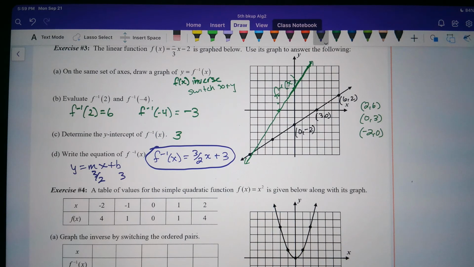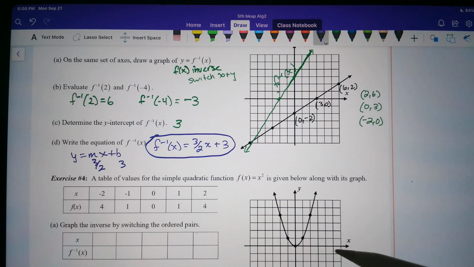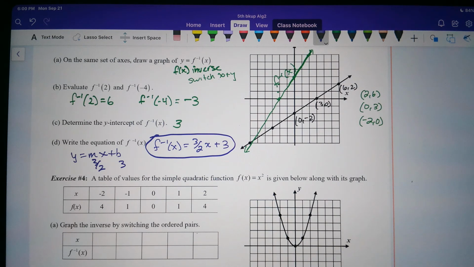Exercise 4, a table of values. For the simple quadratic function, f of x equals x squared, a table of values is given below along with its graph. So here we have the graph and table of values: negative 2, 4. This is f of x equals x squared. Graph the inverse by switching the ordered pairs.